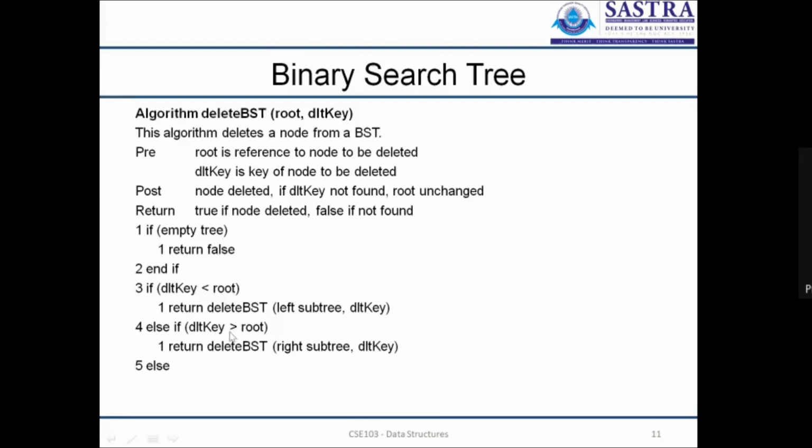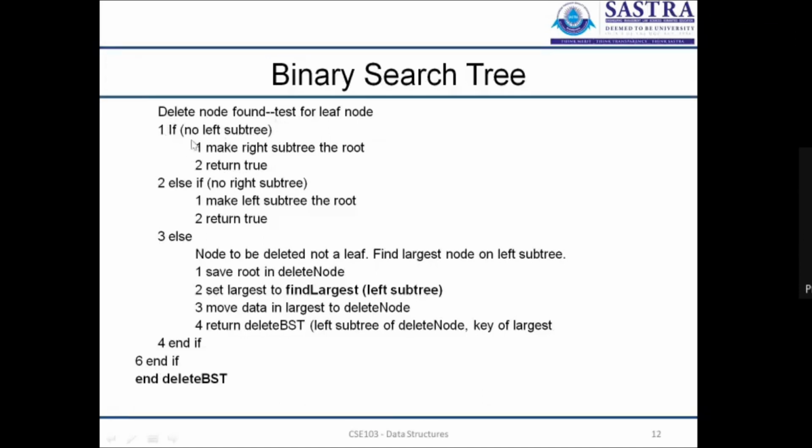If it is not less than and not greater than, what is the meaning? Equals. So that is the else part. Once you have identified the key, what we need to do, that is the else part. In the else part, we are checking whether it has only a left subtree, only a right subtree, or both subtrees. If there is no left subtree, it means that it has only a right subtree. So make the right subtree the root and return true. Else, if there is no right subtree, then make the left subtree the root and return true. So these two cases are when it has only a left subtree or only a right subtree.